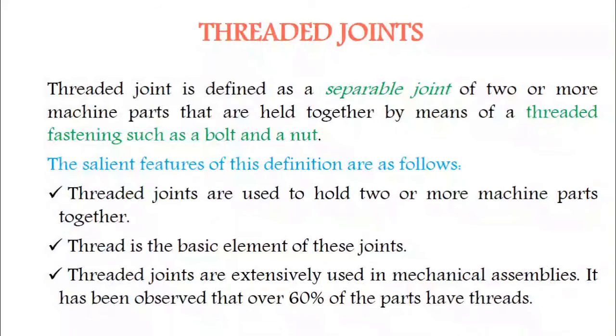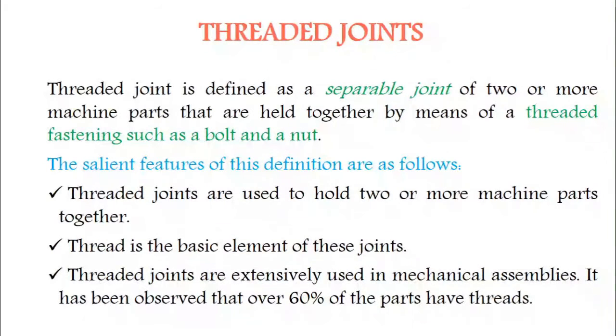Here, threaded joints are temporary joints. Next, the thread is a basic element of these joints. A thread is formed by cutting helical grooves on the surface of a cylindrical rod or cylindrical hole. The threaded elements can take the shape of bolts and nuts, screws and studs. Sometimes threads are cut on the part to be joined.